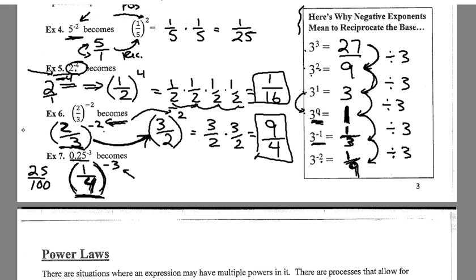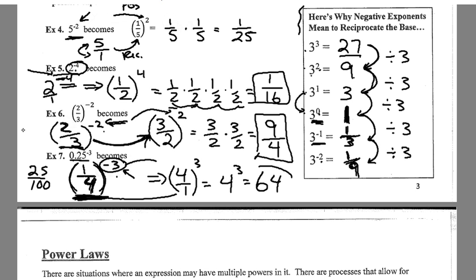But it's a negative exponent. What does that tell me to do? Negative exponent, reciprocate my base. The reciprocal of 1 over 4 is now 4 over 1. 4 over 1, though, is really just 4. And because I reciprocated the base, my negative exponent is now a positive exponent. So this is just 4 exponent 3, which is 64.